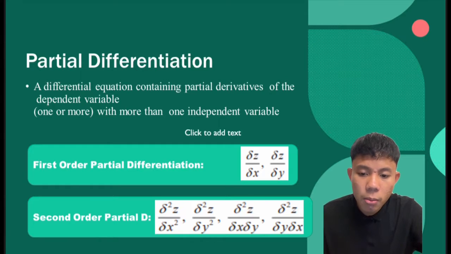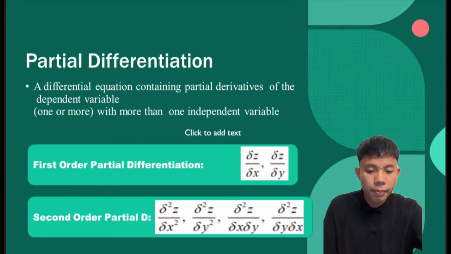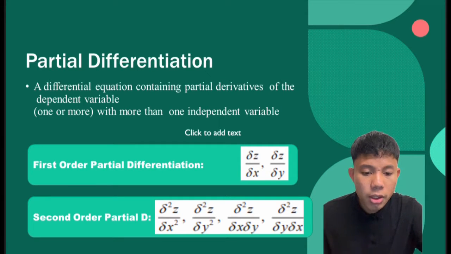Next, partial differentiation. A differential equation containing partial derivatives of the dependent variable, one or more, with more than one independent variable. First order partial differentiation: partial z over partial x, partial z over partial y. Second order partial: partial squared z over partial x squared, and so on.